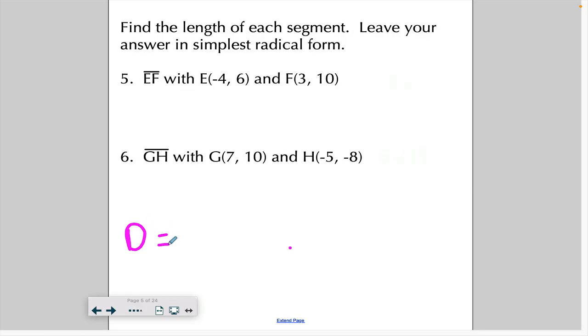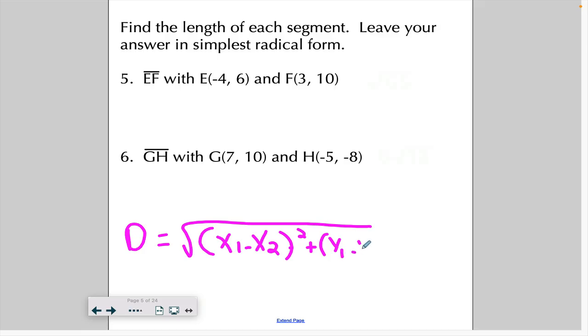Can anybody enlighten us with the distance formula? Because you do need to know it going forward. Nobody can enlighten us? One person. Okay, Cam, go ahead. Square root of x1 minus x2 squared plus y1 minus y2 squared. I think you just meant the x's together. Right? Okay. Here's your distance formula. You do need to know it.